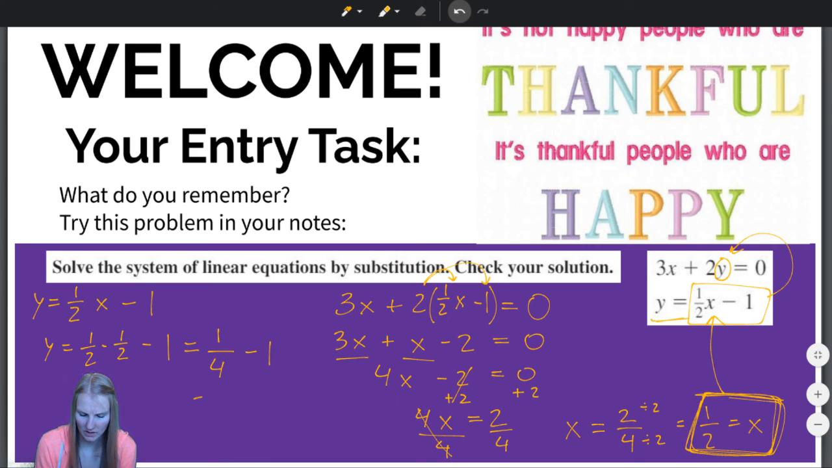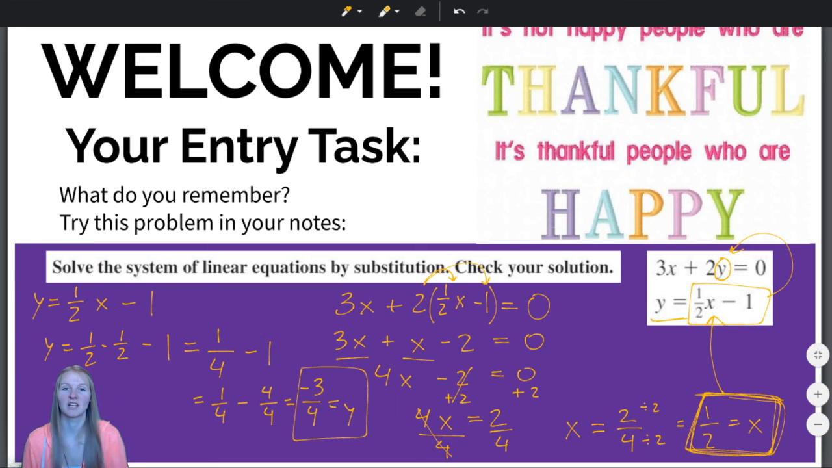And we can think of 1 as 4/4, because 4 divided by 4 is 1. So 1/4 minus 4/4 is, the denominator stays the same, and on the top I do 1 minus 4, which is -3. And there we go. Y is -3/4. X is 1/2. So our final answer is 1/2, -3/4. And that is our final answer.